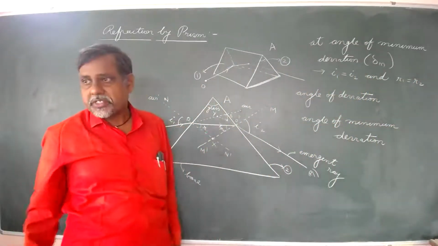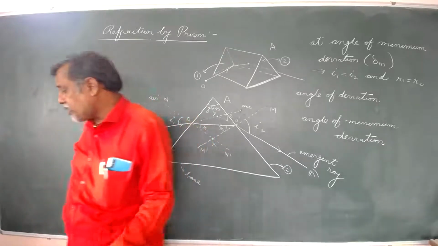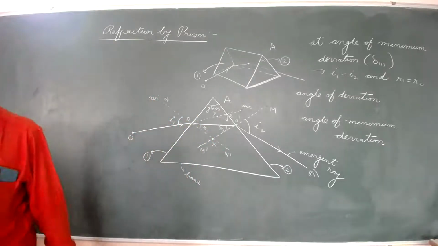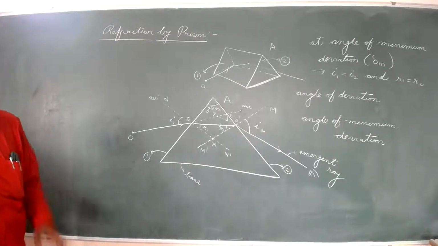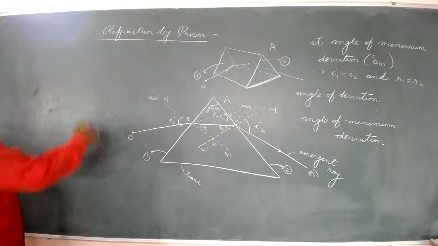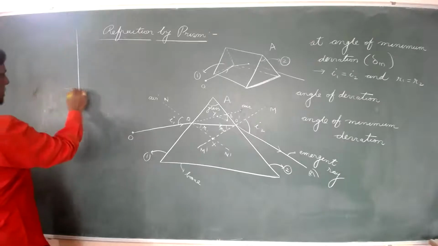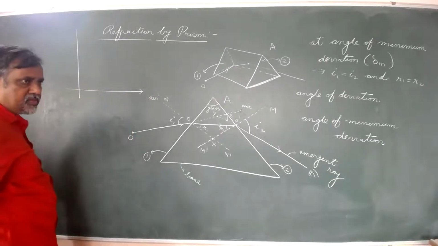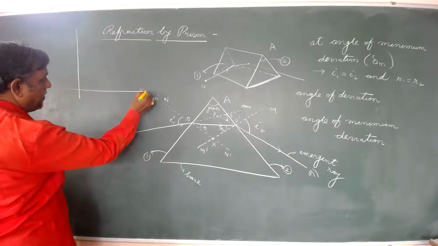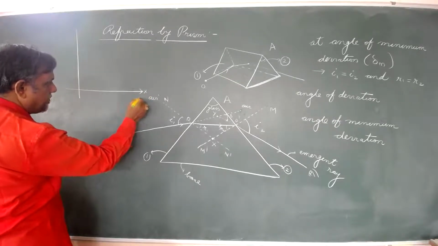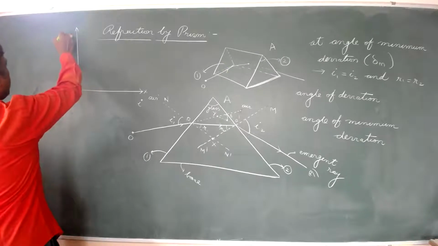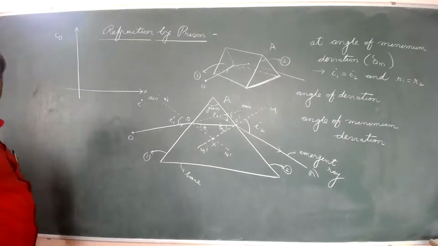How can we say this? Graphically we can show. If you draw a graph between the angle of incidence and the angle of deviation, you will get a kind of graph. This is a graphical representation. Along the x-axis, I will take the angle of incidence values, and along the y-axis, the angle of deviation values.